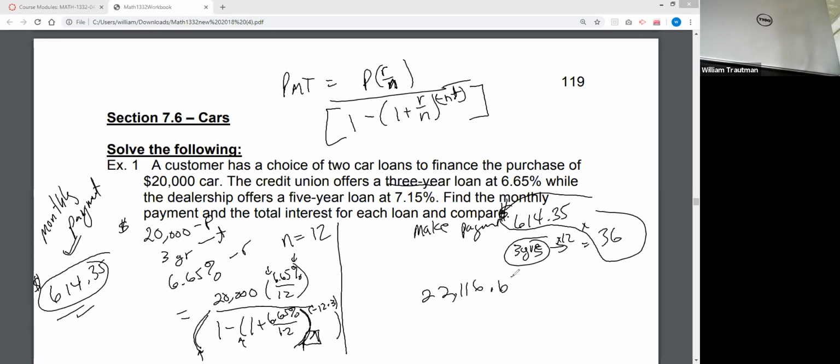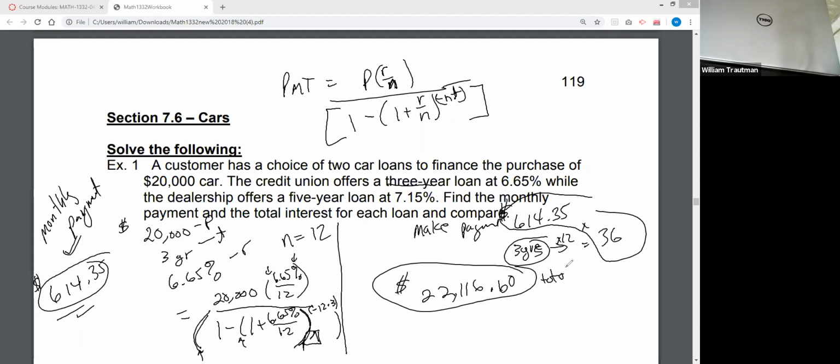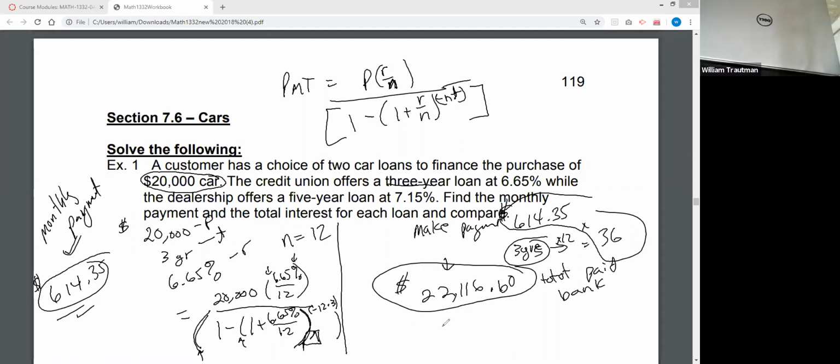$22,116 and 60 cents. And this is the total you paid to the bank. But you only bought the car for $20,000. You paid $22,000 to the bank. So it was $2,116.60 interest.